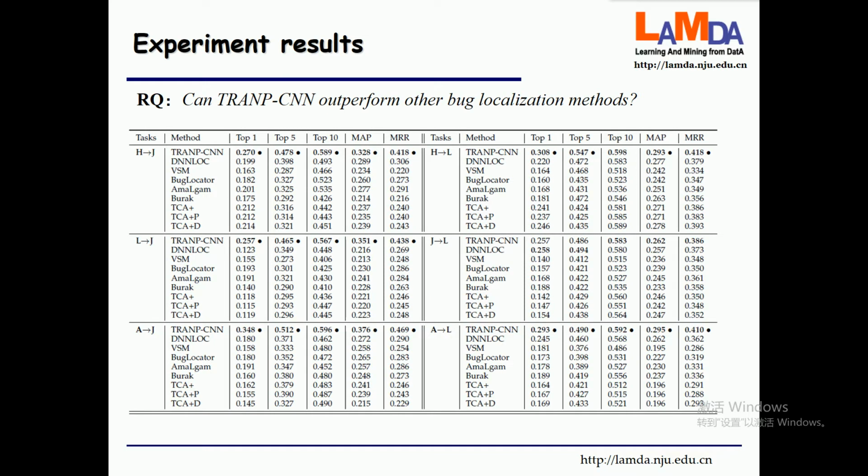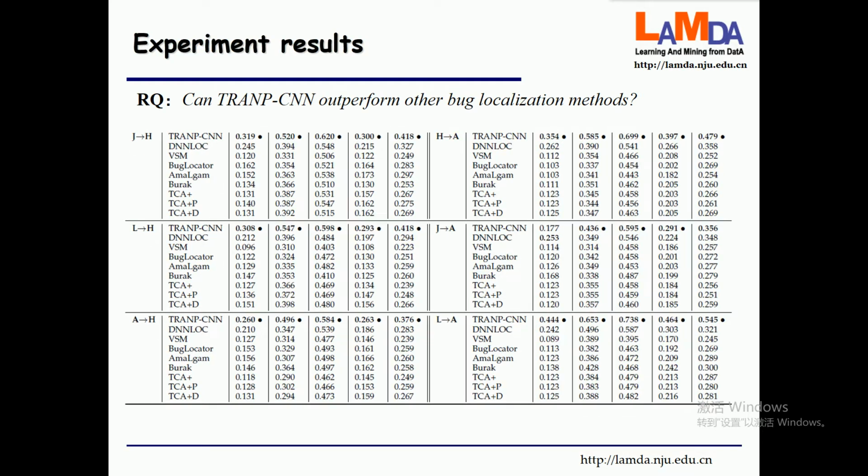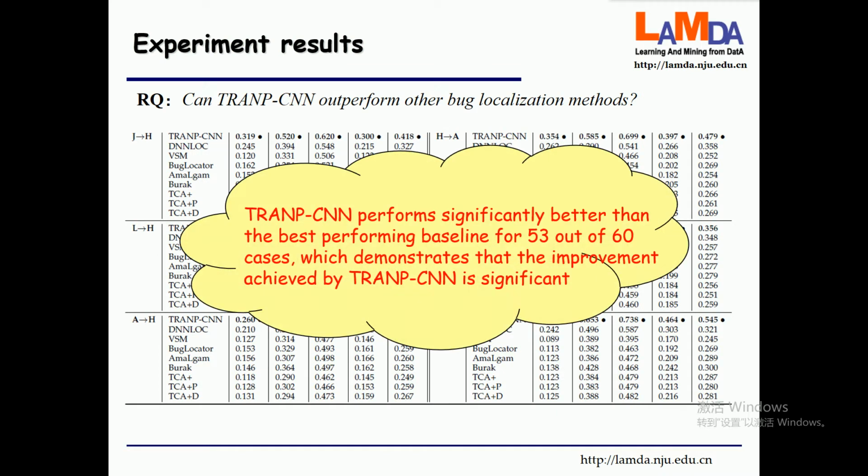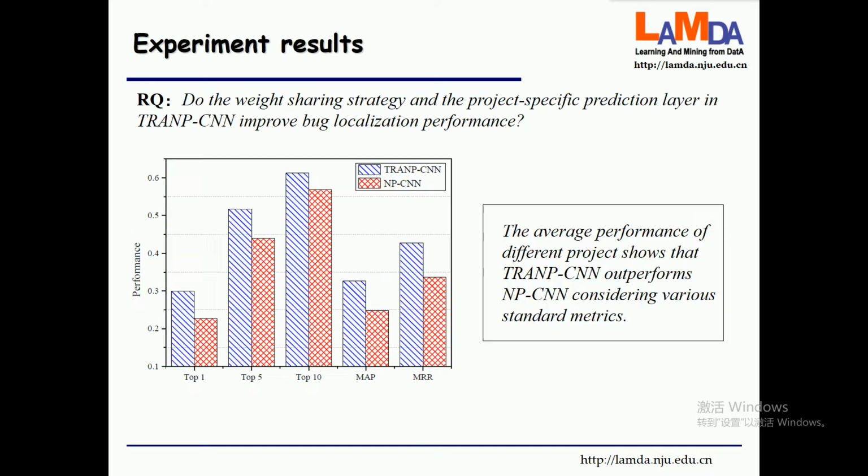For the second research question, we compare TRANP-CNN with previous state-of-the-art methods, including within-project and cross-project localization methods. In all 60 cases, TRANP-CNN performs the best on 53 baselines, which demonstrates that the improvement achieved by TRANP-CNN is significant. The third research question we want to investigate is whether the weight sharing strategy and the project-specific prediction layer in TRANP-CNN improve bug localization performance. The results show that TRANP-CNN outperforms NP-CNN considering various standard metrics, so our strategy works.